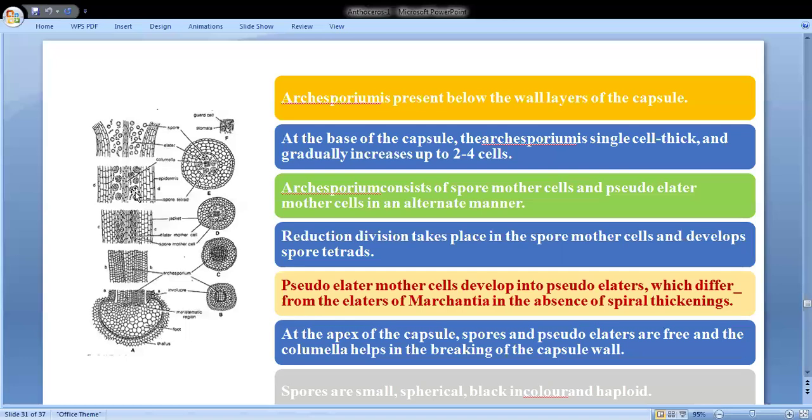Okay, so reduction division takes place in the spore mother cell and develops spore tetrads. So then the cells are going to meiosis. So that's why haploid spores are formed as tetrads.